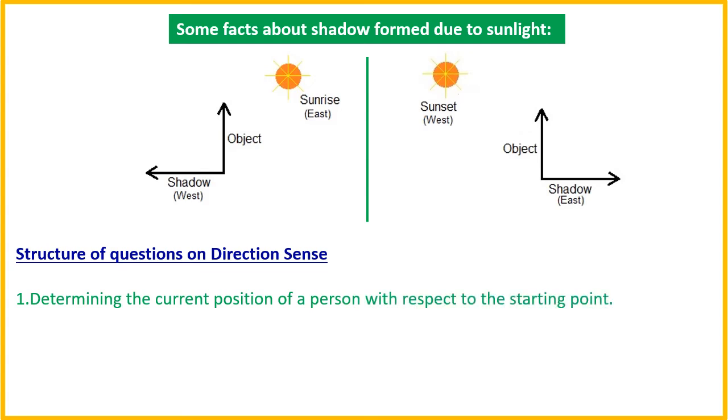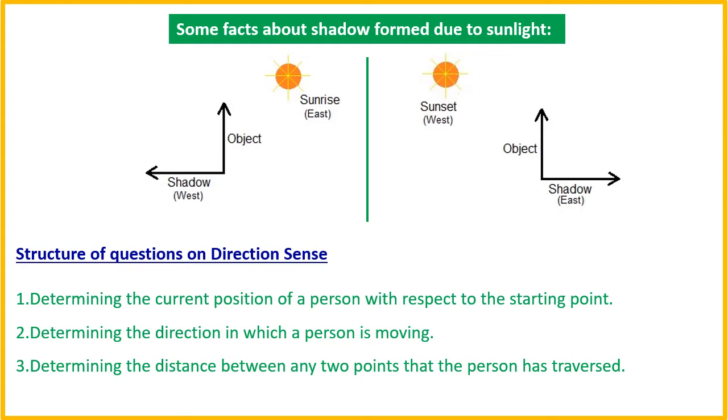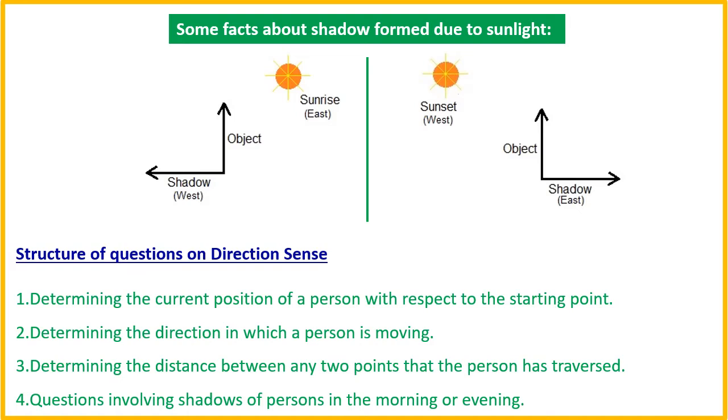Now let us understand the structure of question or category of questions which are asked in direction sense. Number one, determining the current position of person with respect to the starting point. Number two, determining the direction in which the person is moving. Number three, determining the distance between any 2 points that the person has traveled. This is the shortest distance which we need to calculate. And number four, the questions involving shadow of a person in morning or evening. So these are the category of questions which are asked in direction sense. Now let us start with some simple questions.